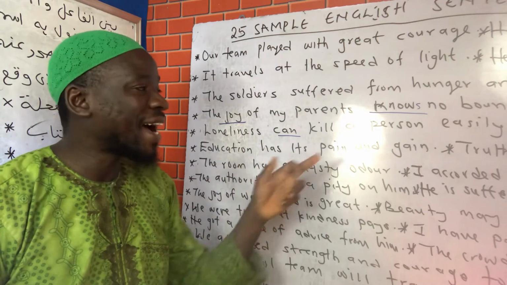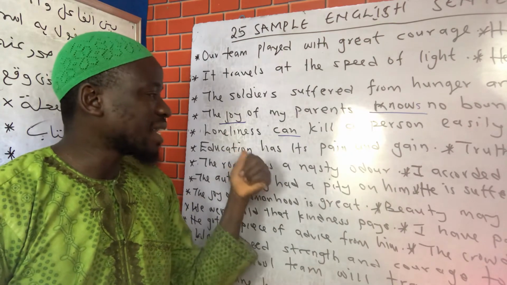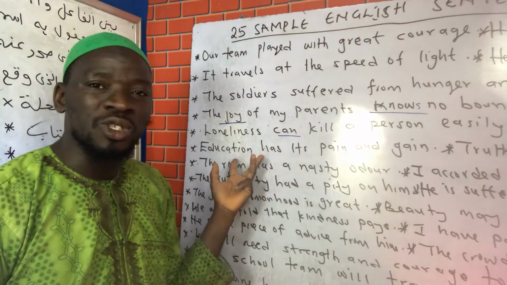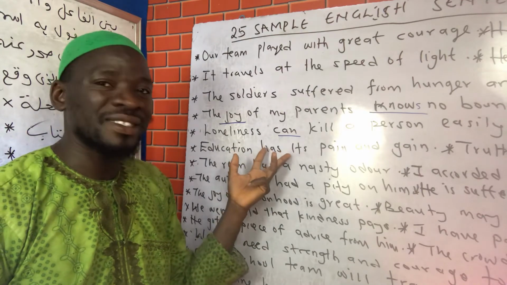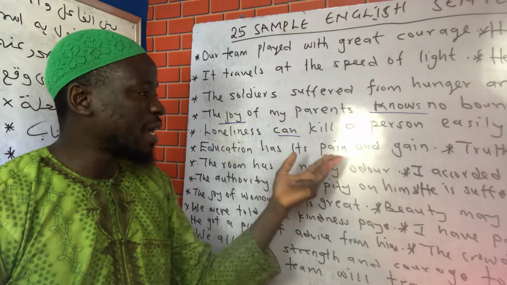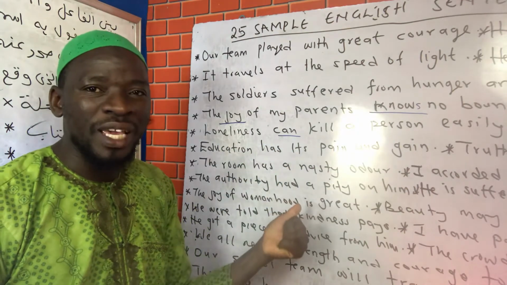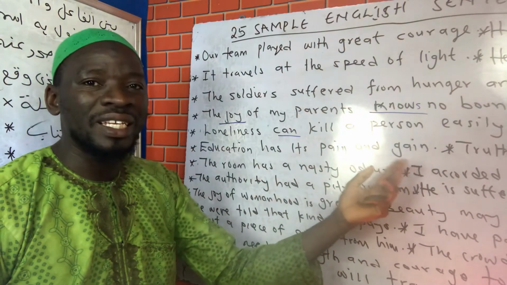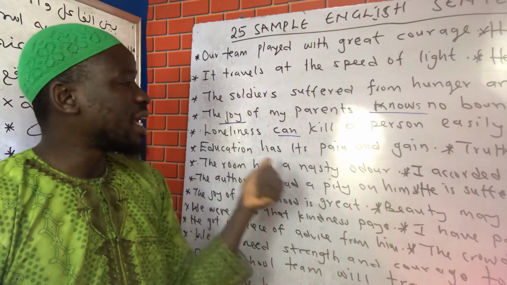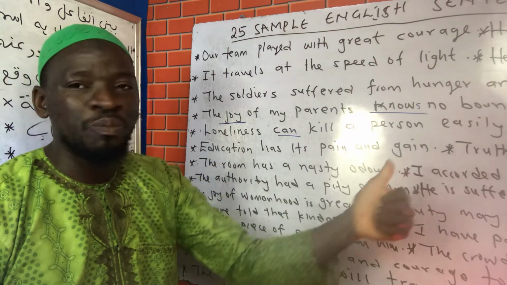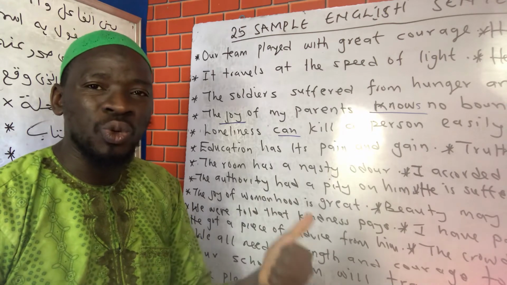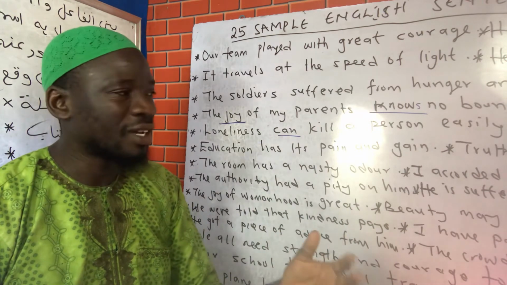Education has its pain and gain. Education is the subject of the sentence. Has is the verb. Its pain and gain. So pain is al-alam, then gain is al-ribhu. Then truth is always bitter. Truth is always bitter.